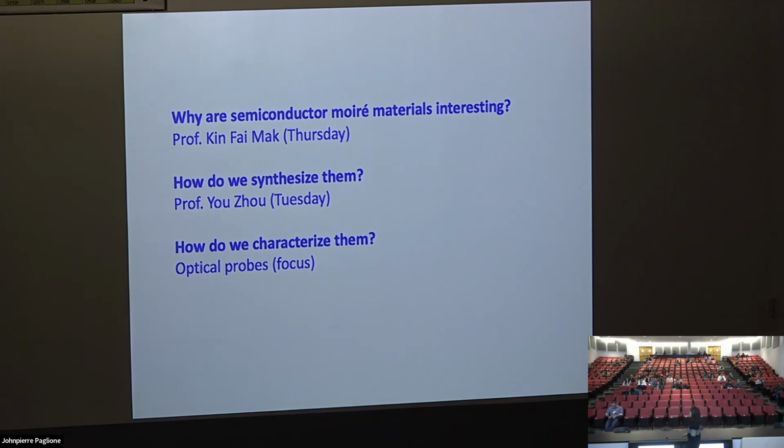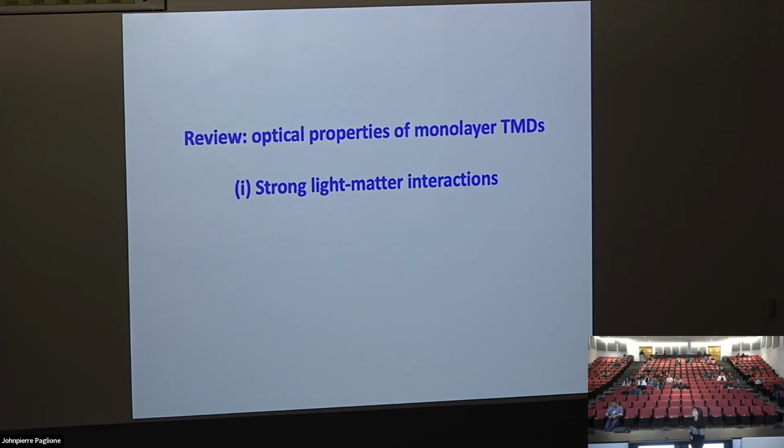How do we synthesize them? I use the word synthesis very broadly. Physicists view, we exfoliate and stack. Okay, how do we fabricate those materials? And I hope you already learned yesterday from Professor Yu Zhu's talk. Am I correct? Okay, yes. And today I'm going to focus on optical probes. How do we use optical spectroscopy to study this class of materials? So let me get started.